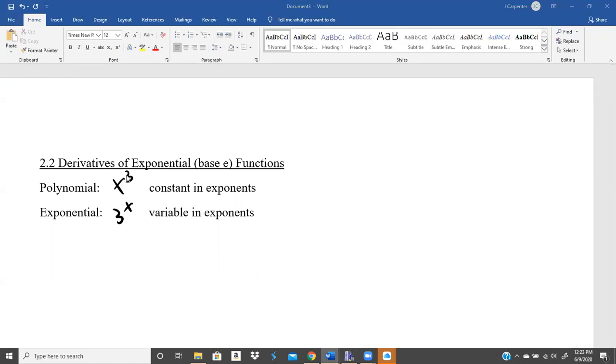Okay, so polynomials have constants in the exponents. Exponentials have variables in the exponents. And in pre-calc we talk about how these things grow really, really fast. We talk about what their graphs look like, if the base is bigger than 1.